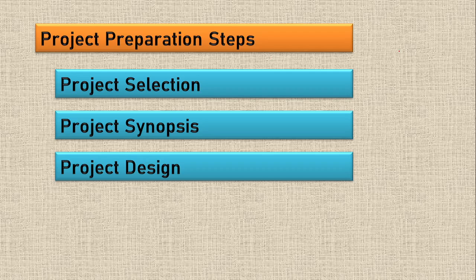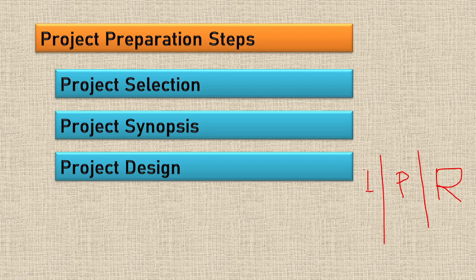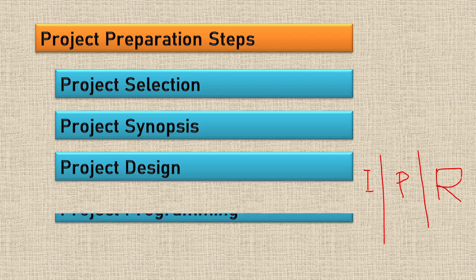A project can basically be divided into three parts. One is the input entry, which is to enter the input details. Then the process: what process takes place. And the next is the reports, the number of reports. So input entries, then processing, and then reports. These three should be there.